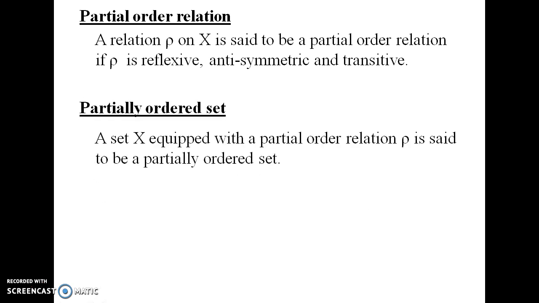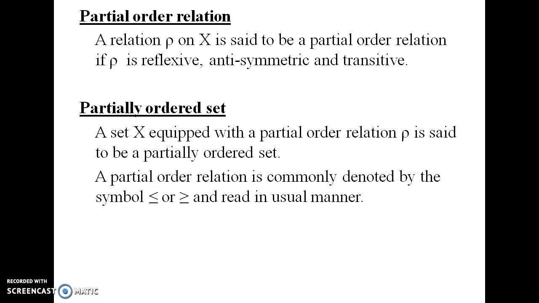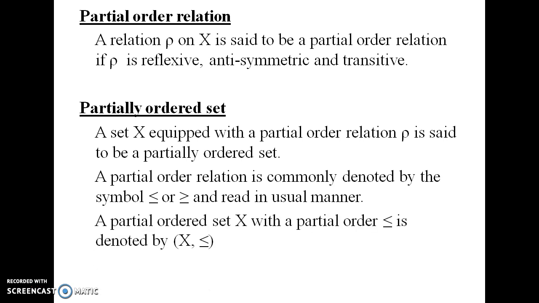Partially ordered set. A set X equipped with a partial order relation rho is said to be a partially ordered set. A partial order relation is commonly denoted by the symbol less than or equal to or greater than or equal to. A partially ordered set capital X with a partial order less than or equal to is denoted within brackets as (X, ≤).